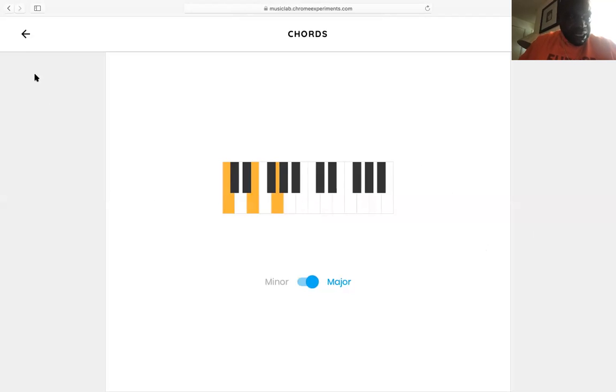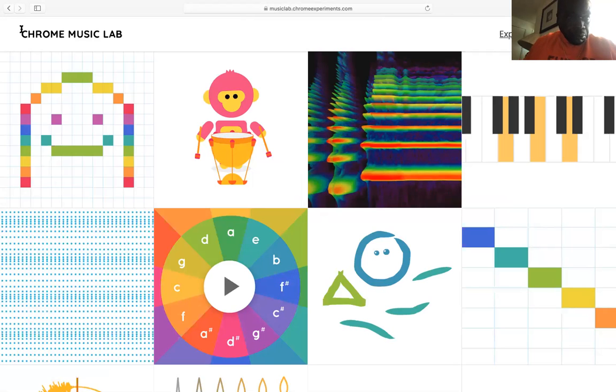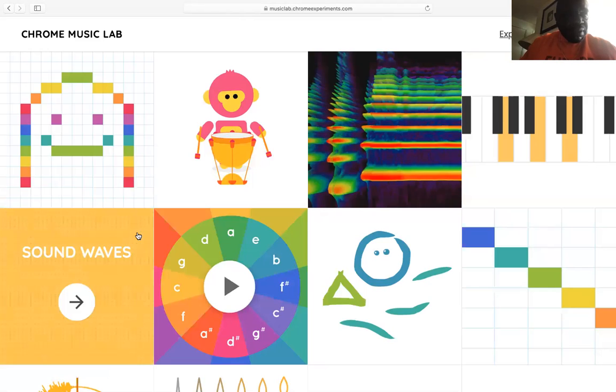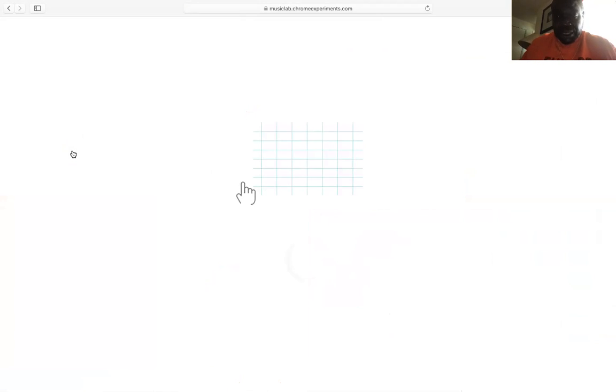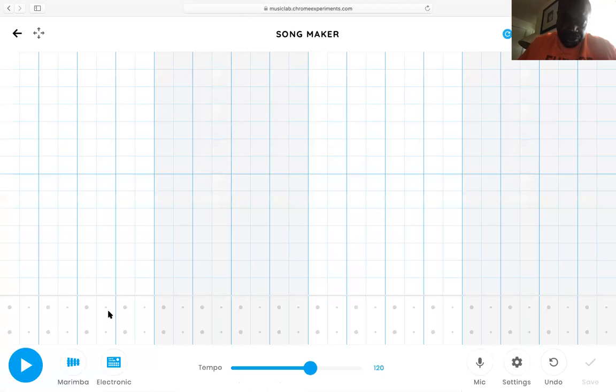Okay. This site is called Chrome Music Lab. So in the Chrome Music Lab, you got all these different rhythms or different labs you can go in to learn about. Song Maker, if you want to make your own song, you can use this to make your own song. Okay, they have the microphone, the settings. Just to play around with it and make a song.